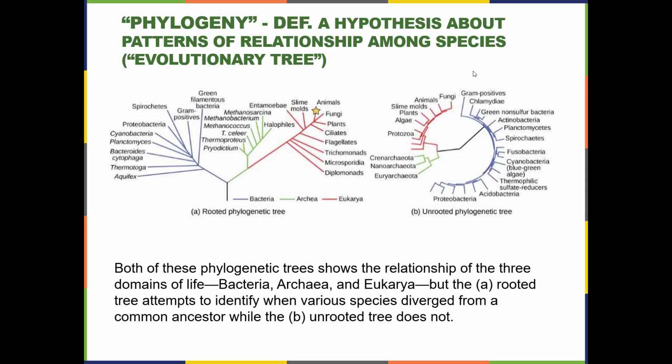Okay, so a phylogeny is really an evolutionary tree. The definition is it's a hypothesis about the patterns of relationship among species. And these are different ways that we can try to express the relationships. A rooted or an unrooted phylogenetic tree. We're going to tend to use the rooted style.